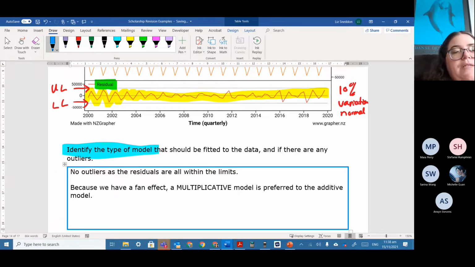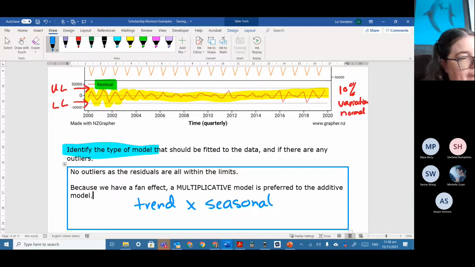Okay, and so that just means that instead of that model being trend plus seasonal, we should be doing a model which is trend times seasonal. That's the model that will better take into account that change in the variation over time. So that's the key: if the variation is constant, we use our additive model. If it's not constant, we use a multiplicative model.